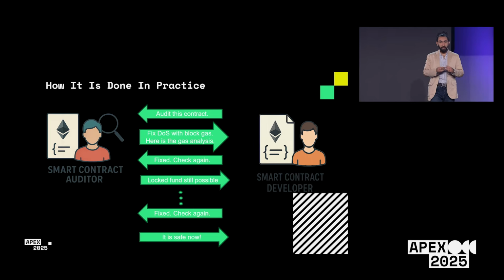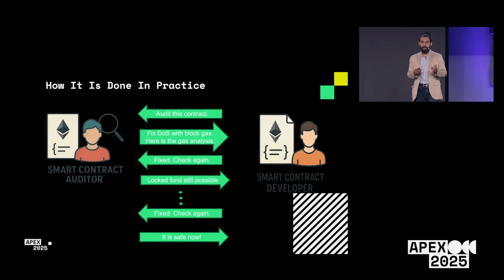If you're wondering how things are done in practice right now without any tools, basically, the developers develop a smart contract and pass it to auditors to check for logic and security flaws. If the auditors find any security flaws, for example, denial of service with block gas limit, then they perform the gas analysis for the developers, and the developers have to try to fix and repair the program. Then they pass it back to the auditors, and they go back and forth until both parties are happy.